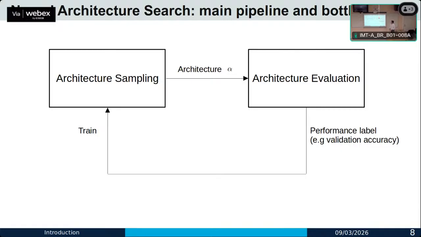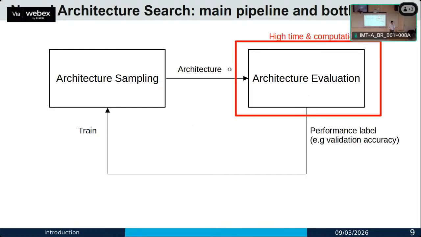In practice, how is neural architecture search done within the methods? Generally, the methods follow a two-step pipeline where each step corresponds to one of the levels of the optimization problem. We have, on one hand, the architecture sampling, where an architecture is drawn from a search space, and the evaluation, where the architecture is evaluated with respect to a performance. Typically, this performance is, of course, the validation accuracy, which is the objective of the search, or some other objective. It is treated as some kind of performance level to train the sampler.